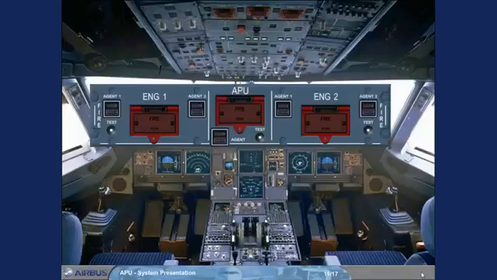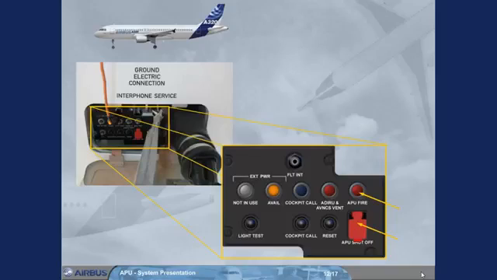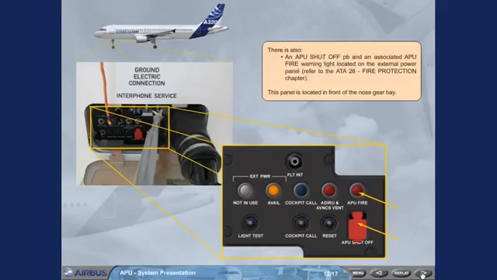APU fire controls are installed on the fire panel. For additional information, refer to the A320 Fire Protection chapter. There is also an APU shut-off push button and an associated APU fire warning light located on the external power panel. Refer to the A320 Fire Protection chapter. This panel is located in front of the nose gear bay.